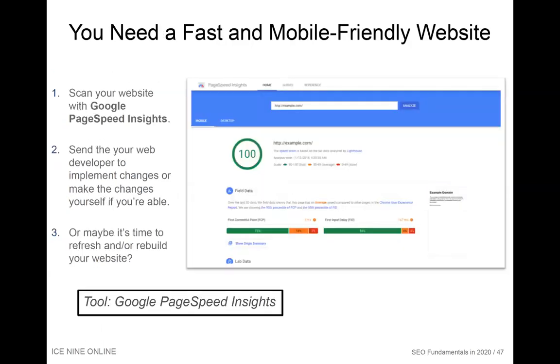Also, you need a fast and mobile-friendly website. A very easy tool to determine if Google thinks your site is fast: go to Google PageSpeed Insights, drop the URL of your website into this tool, and it's going to tell you how well optimized Google thinks that page is from a speed perspective.